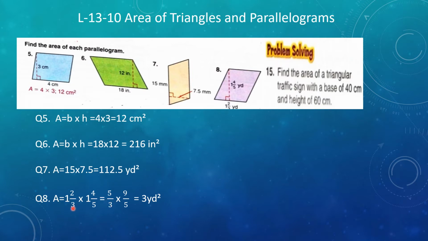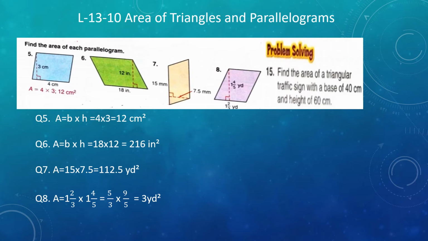Yes, you convert into the improper fraction. 3 multiplied by 1 plus 2 is 5 by 3. Here is 5 multiplied by 1 plus 4, 9 by 5. Then you know this 5 is cancelled with this one, this 3 is cancelled with this 9. What is the answer? 3 yard square.